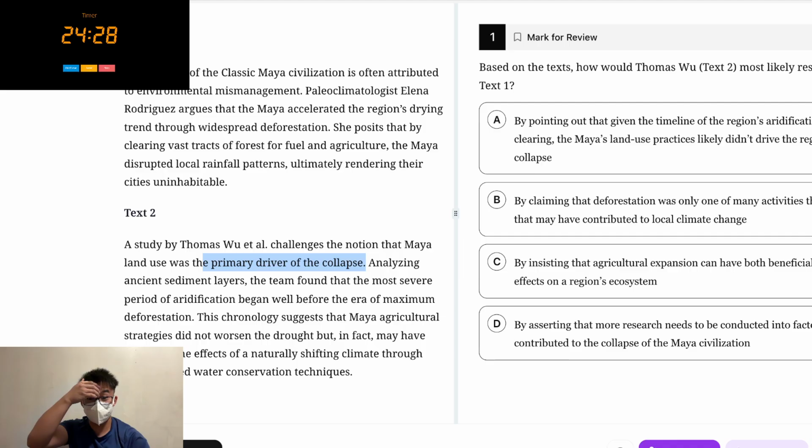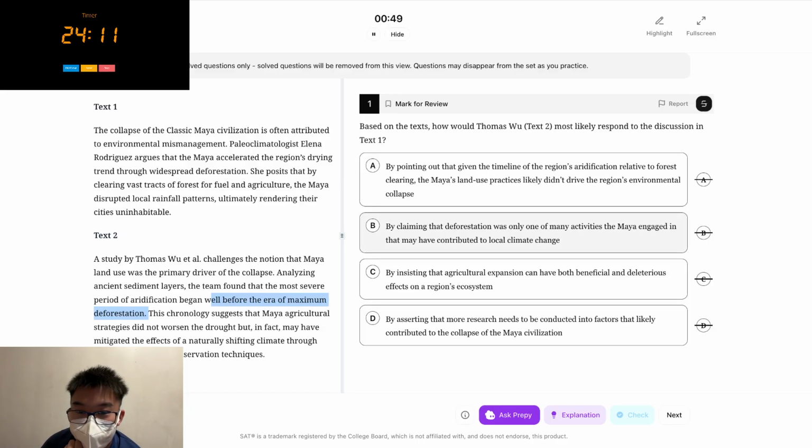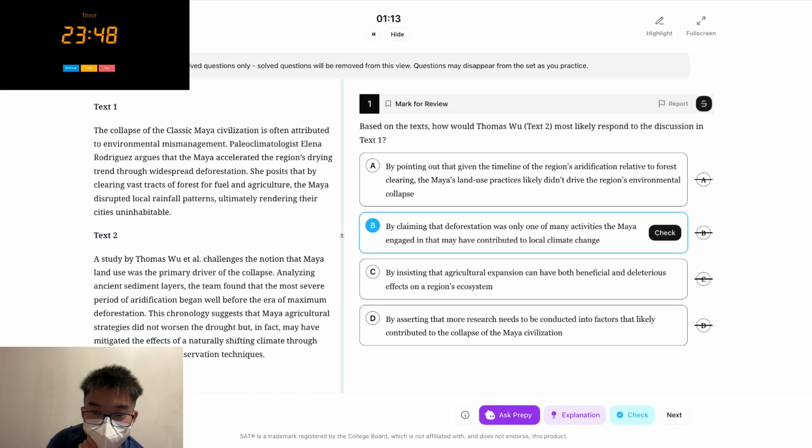Okay, so it also talked about deforestation and the disturbance rendered in habitation. Okay, so both of them are, wait, before. Okay, this one's before the Baxter one, and this one talked about the widespread. So I guess by claiming deforestation is activity, asserting research by claiming to. Okay, responding to text one, I think claiming was only one of many activity because this one's also notion about drought, and it also talked about the shift in climate change.